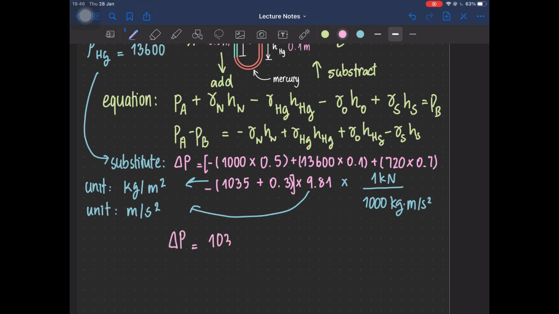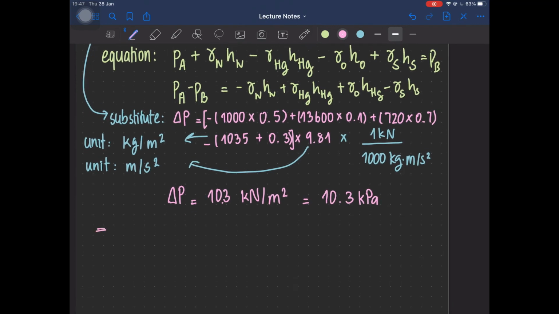Okay, so the difference, or we call the delta pressure, is equal to 10.3 kilonewton per meter square, or kilopascal. So in this case, we finally have the difference between the pressure of 2 points, A and B, where A is the fresh water and B is the seawater. So we can say that the pressure in the fresh water is 10.3 kilopascal higher than the pressure in the seawater. So that's the final answer that we have to write down after calculating the difference of the pressure.